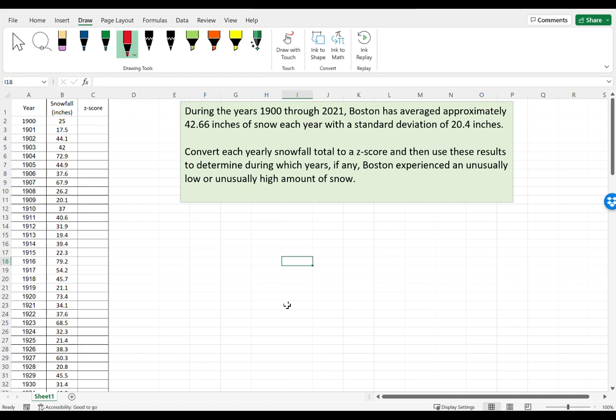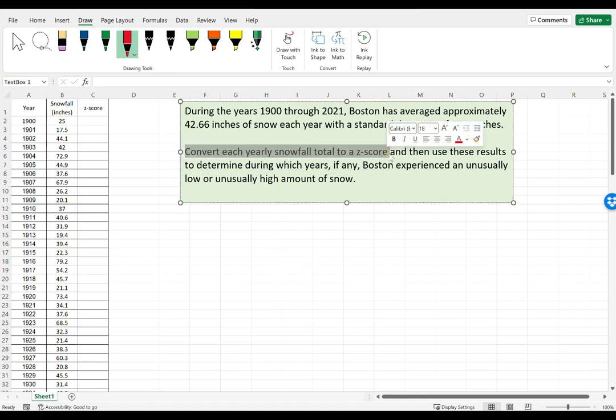Now there's a couple of things we want to do with this data. The first one is convert each yearly snowfall to a z-score. If you'll remember from lecture, a z-score is a unit of measurement. It's actually the standard statistical unit of measurement. Z-scores are measured in number of standard deviations away from the mean. So each individual data value, those are our x values, has its own z-score.